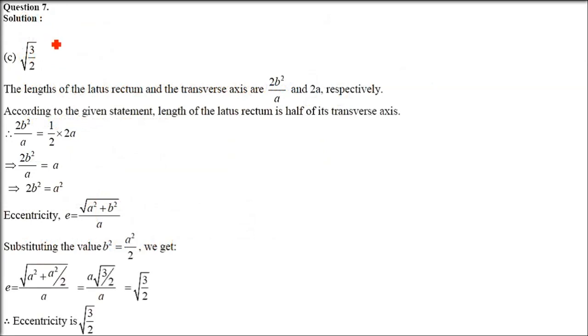Question number 7. The eccentricity of the hyperbola whose latus rectum is half of its transverse axis. We have already done this question, root 3 by 2, I remember. So I'll just give you a hint here also. The latus rectum is exactly similar to B square by A as in your ellipse. So 2B square by A will be the latus rectum, and then we have the other one, which is equal to half of the transverse axis.